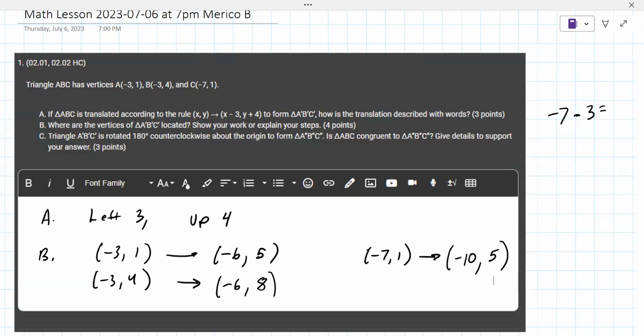But here, let me quickly graph these ordered pairs for this. Maybe the last two are a little bit shorter. -6, 5, -6, 8, and then -10, 5. All right. Well, that's actually going a little better.